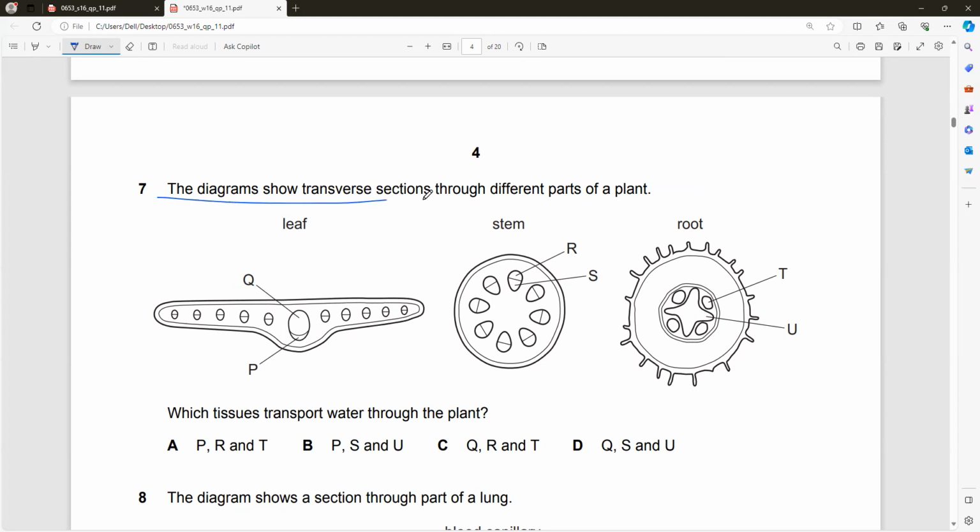The diagram shows a transverse section through different parts of a plant: leaf, stem, root. Which tissues transport water through the plant? I think I already showed you the stem also. Am I right, Harry? Stem, leaf, everything. These two I have already shown you the figures. Is it right? Please respond. Which tissue transports water through the plant? We all know. What is the name of the tissue?